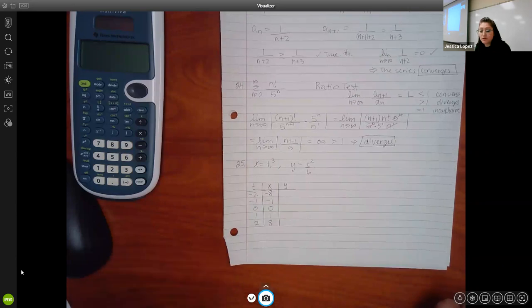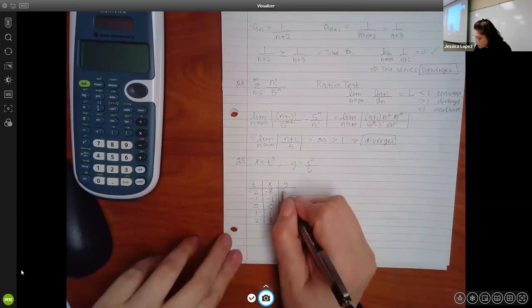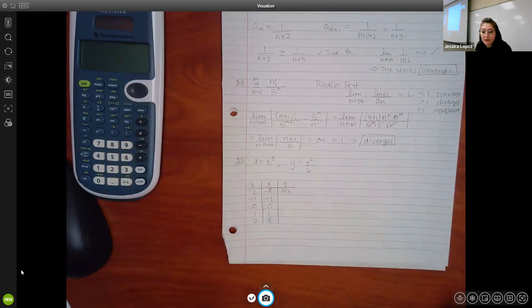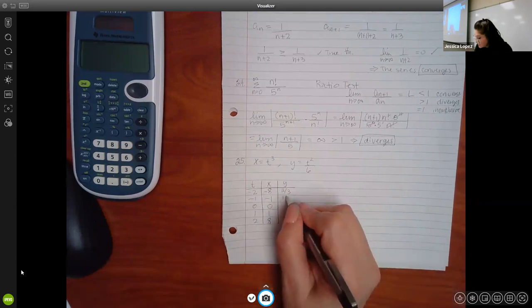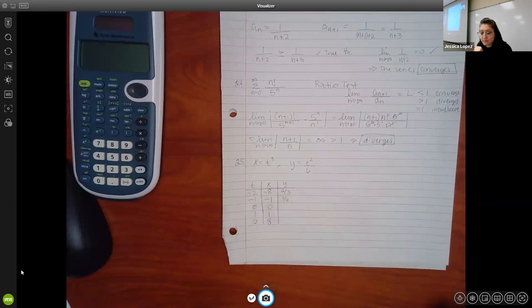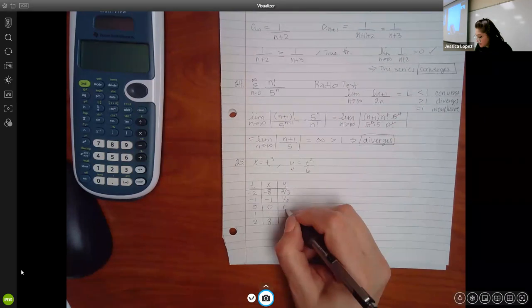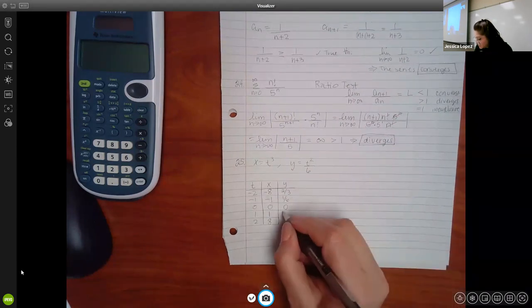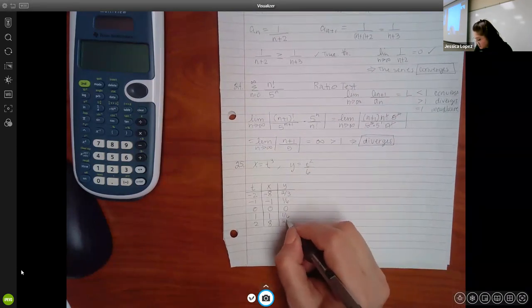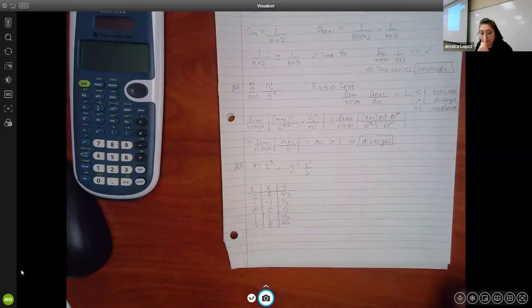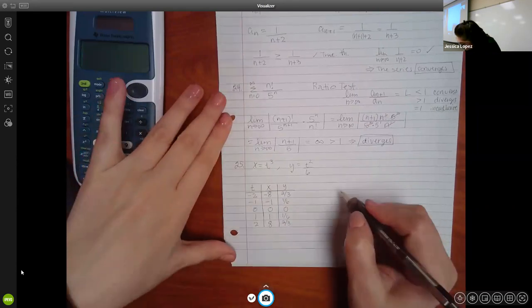For the y values, you're squaring these t's and then dividing them by 6. Negative 2 squared is 4, and 4 over 6 is 2/3. Negative 1 squared is positive 1, over 6 is 1/6. 0 squared over 6 is 0. And this one's 1/6, and this one's also 2/3. Okay, so now we can draw it.